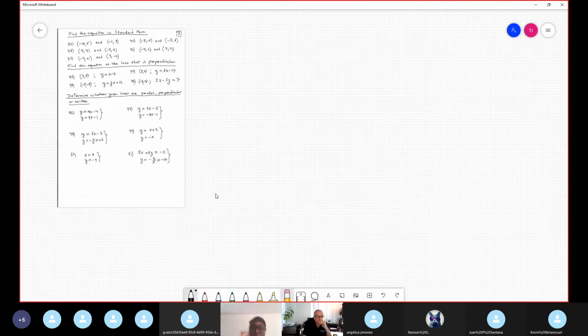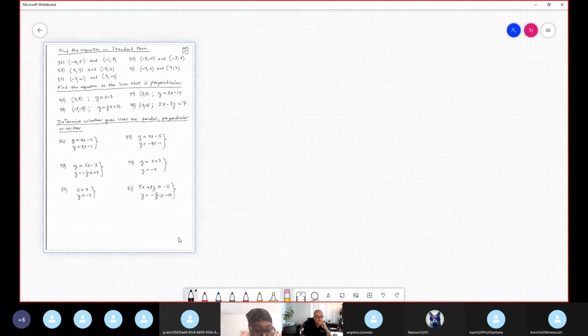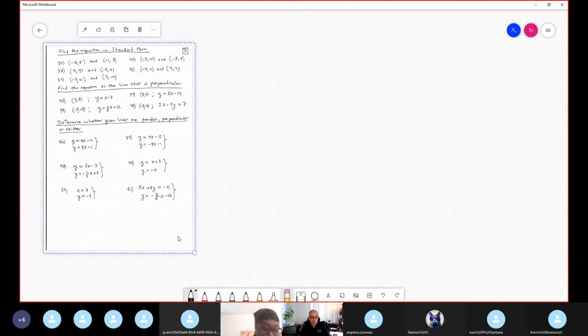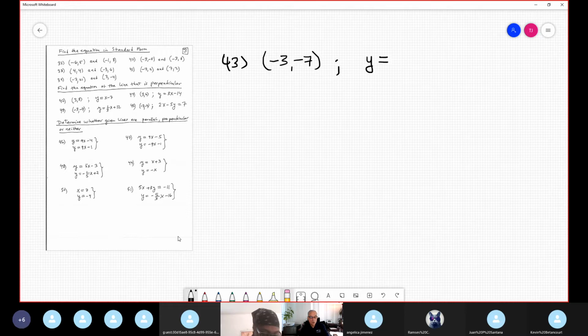Okay, so now 43. In 43, we have the point (-3, -7), and the given equation is y = 1/3 x + 12. By the way, this problem gives me the given equation in slope-intercept form, so I can determine the slope super fast.